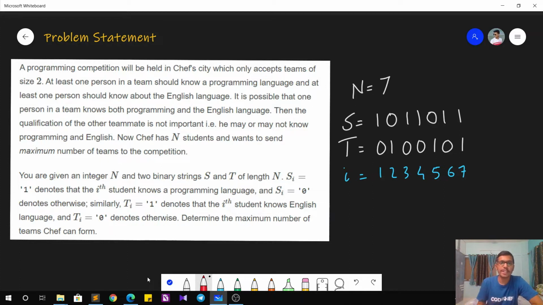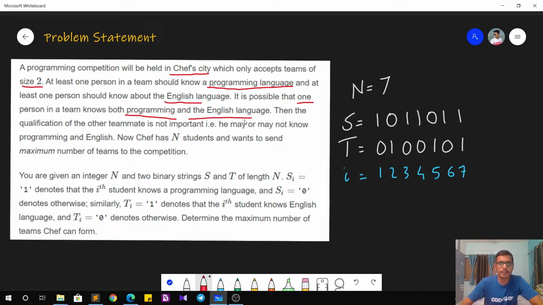A programming competition will be held in Chef's city which only accepts teams of size 2. That is, each team should consist of 2 people. Now there are some conditions given, that is, at least one person in the team should know a programming language and at least one person should know the English language. Also, it is possible that one person in the team knows both, that is the programming as well as the English language.